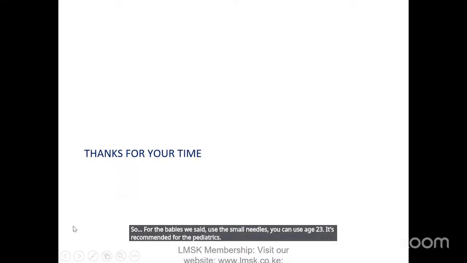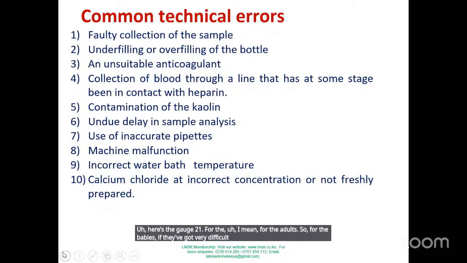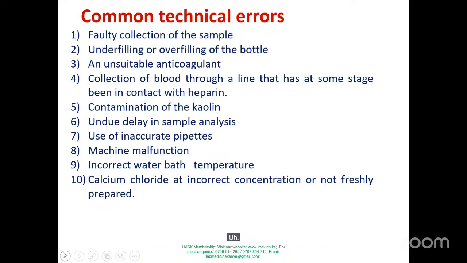So for the babies, we said you use the small needles. You can use gauge 23, which is recommended for pediatrics, and for the adult, you use gauge 21. So for babies who have very difficult veins to locate, you can use a butterfly. It's allowed. Butterfly, I think, is gauge 23, if I'm not wrong, or you can even use a smaller one, gauge 25.